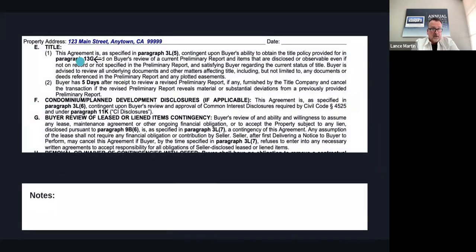Title, okay, as specified in the agreement, it's paragraph 3L. It's contingent upon the buyer's ability to obtain title policy, okay, and basically review and approve the prelim. I've talked about this in SkySlope training. I've talked about this in sales meetings.